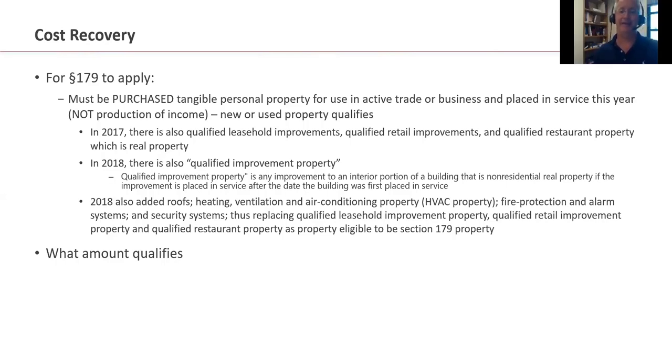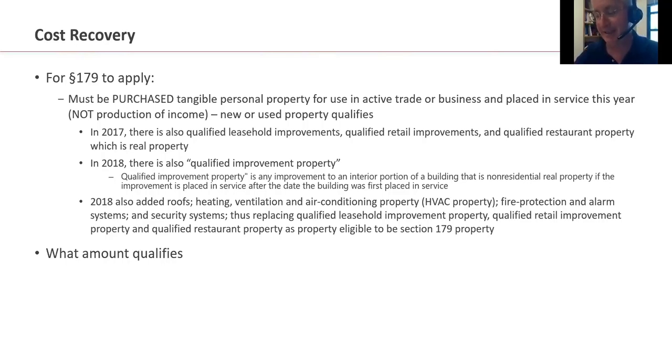In 2018, they invented this thing called qualified improvement property. Qualified improvement property is any improvement to the interior portion of a building that is not residential real property, if the improvement is placed in service after the building was first placed in service. Let's think about what's bound up in that one sentence, because there's a lot in there. First off, this is an exception to the rule. 179 was supposed to be only for personal property, but they've expanded it and said there's some real property we're going to let you include. Number one, it's an improvement to the interior of a building. That building has to be non-residential, and it can't be getting it ready for its intended use. It was already placed in service and you decided to do a renovation to it. That's qualified improvement property.